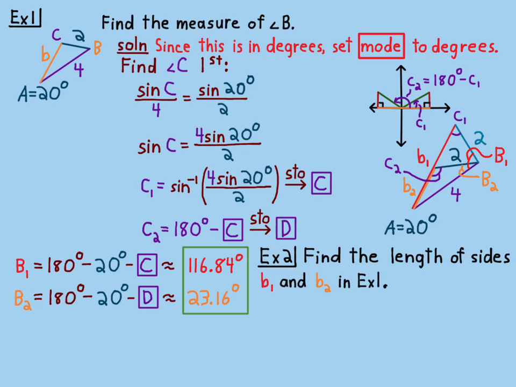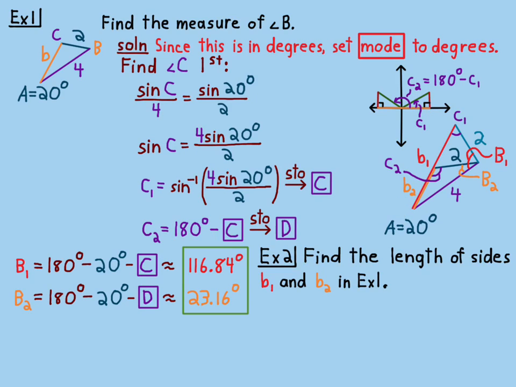Find the length of the sides B1 and B2 in example 1. Little b1 and little b2. So that's from this picture, from this illustration here. So b1 is from here to here, and b2 is the shorter one from here to here. I colored them if you can see that, orange and red.